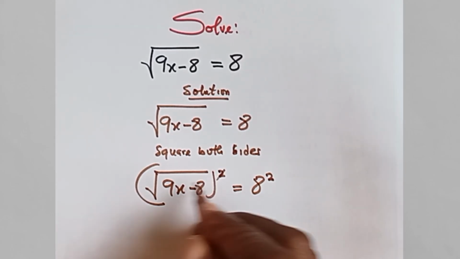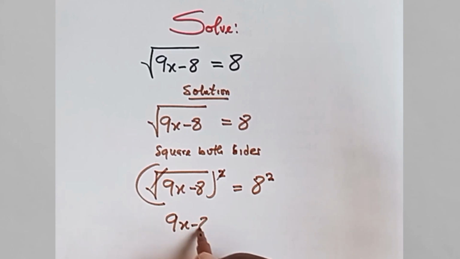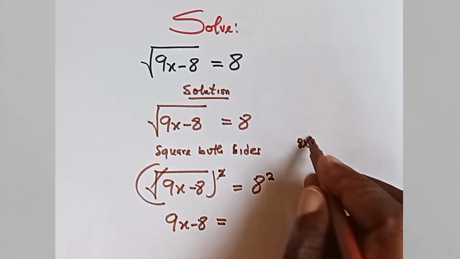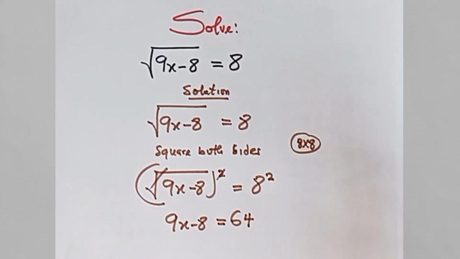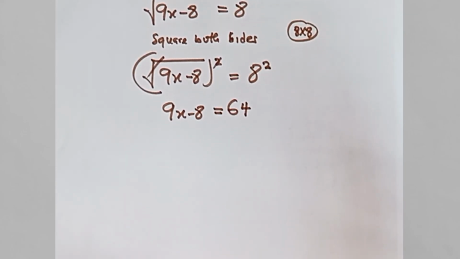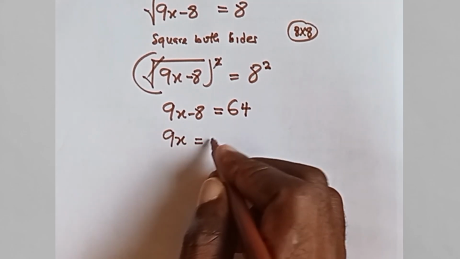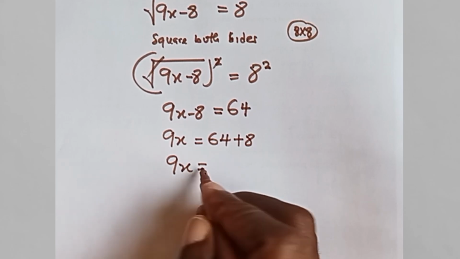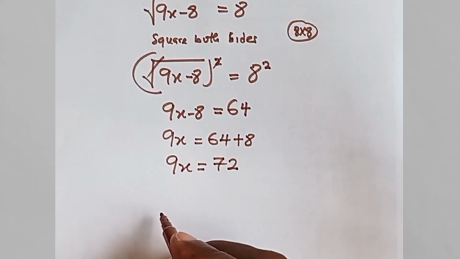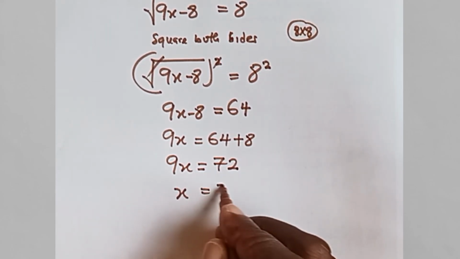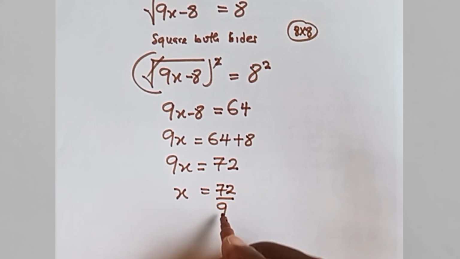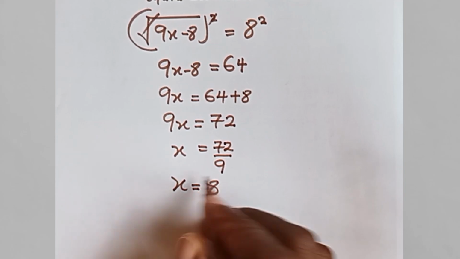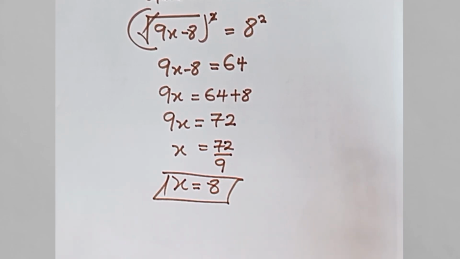All right, so the square cancels the square root. We have 9x minus 8 equals the square of 8. That is 8 times 8 is 64. From here, we collect like terms. We take minus 8 to the other side, and it becomes plus 8. And then 64 plus 8 will give us 72. Then to find x, you divide both sides by 9. 72 divided by 9 is 8. 8 times 9 is 72.